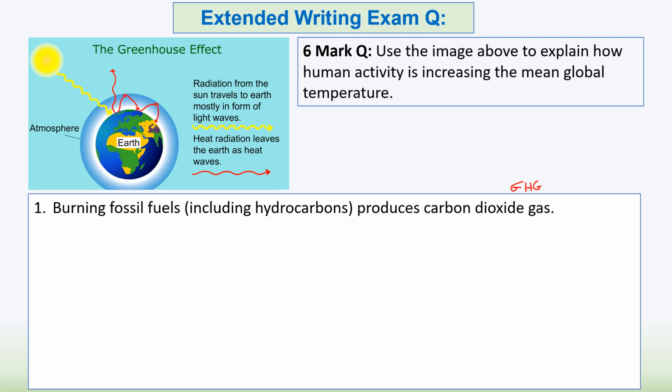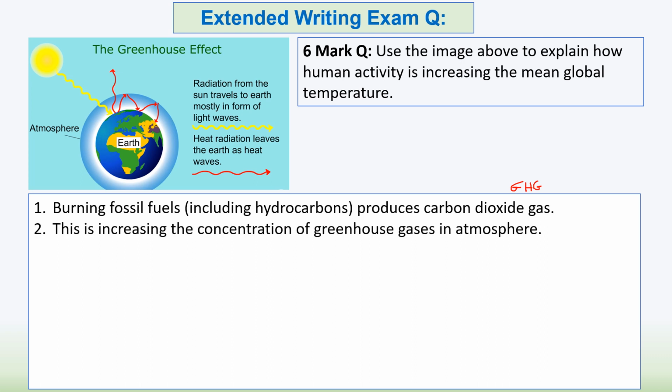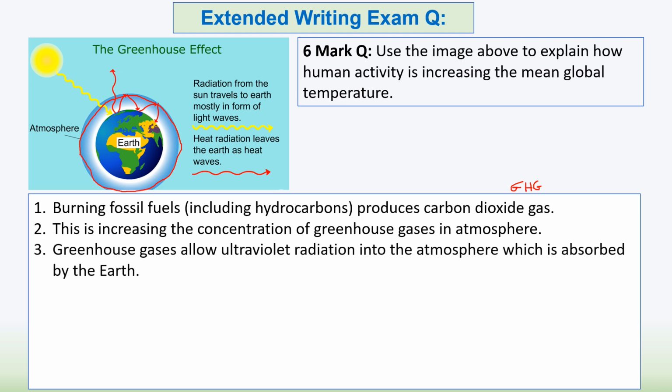So burning fossil fuels produces carbon dioxide gas. This is increasing the amount of greenhouse gases in the atmosphere. So imagine this layer is getting thicker and thicker, this line I'm adding on now, which is going to cause us an issue over time. The greenhouse gases allow ultraviolet light into the atmosphere, so this light here is ultraviolet. That can enter the atmosphere and it's absorbed by the Earth. The Earth then emits the energy as infrared radiation, which has a different wavelength. It has a longer wavelength than ultraviolet, and therefore it's going to have different properties.